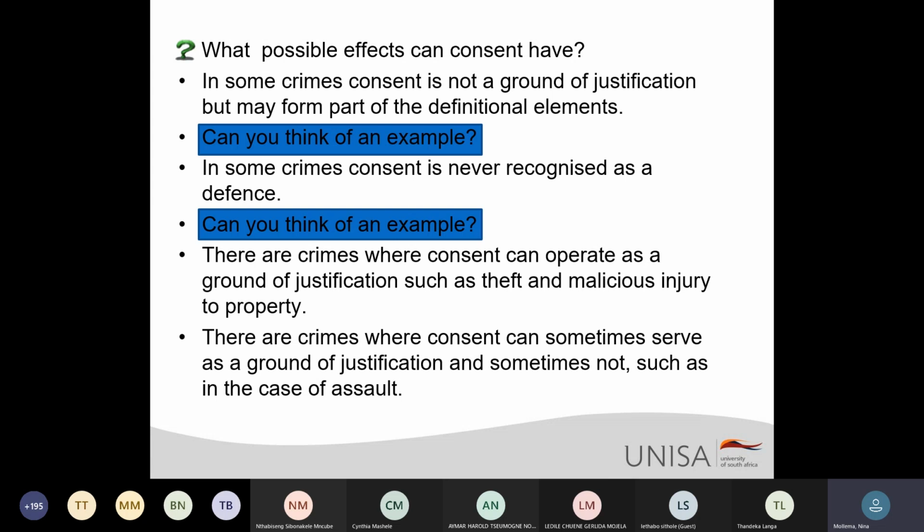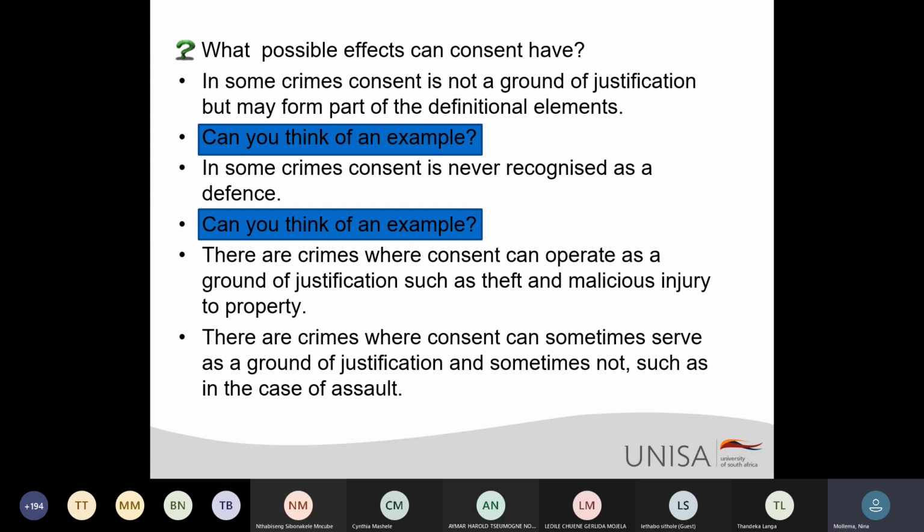So yes, that is murder, and consent is never recognized as a defense for the crime of murder. There are crimes, for example, where consent can operate as a ground of justification, for example, in theft or malicious injury to property. If you can remember, if somebody agrees that you take something, then there's no theft. Consent can operate as a ground of justification in certain crimes.